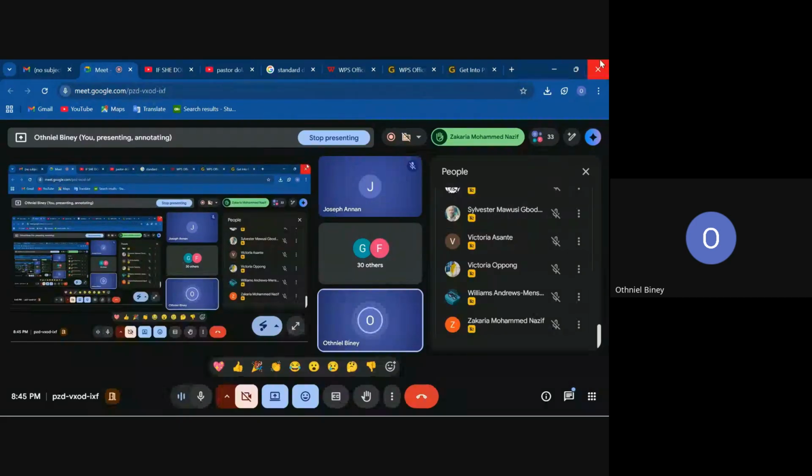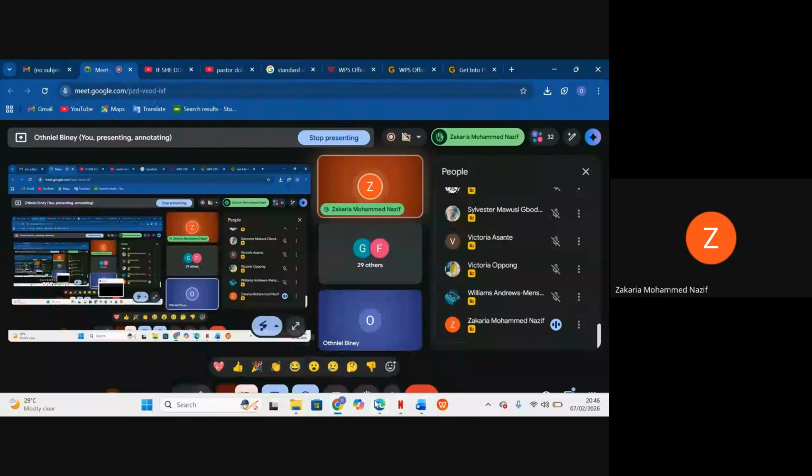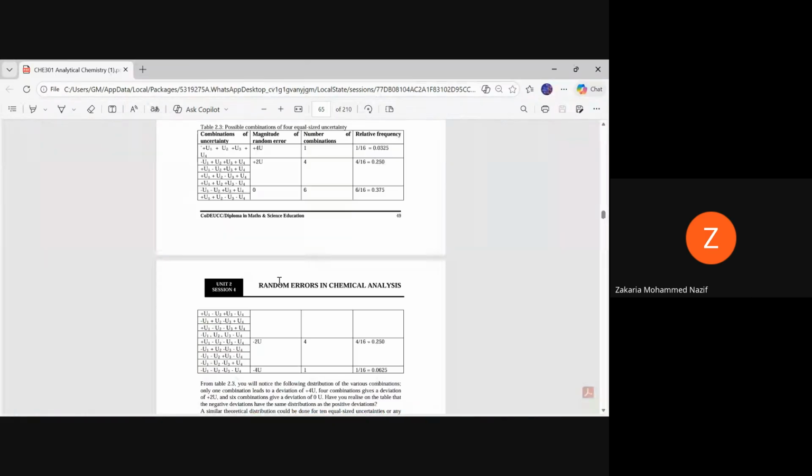Mr. Zakaria, your hands are up. So it means that each lane you have taken, you get plus 2U, positive 2U, because looking at the combination uncertainty, the first one, the negative is affecting the U1. And then when you move to the second lane, it has been shifted to the U2 and it's still cancelling.